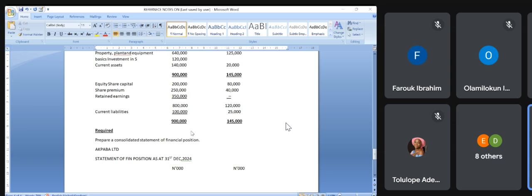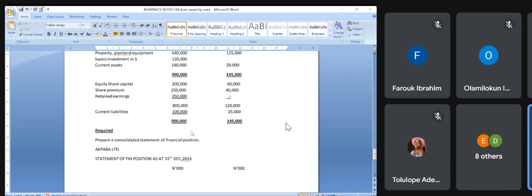Number 1 is open the skeleton. Even if you don't know anything in that group account, just open that skeleton. How do you open the skeleton? Write the headings, the rounding off figure, the denomination, write it there. Then combine assets of both the parent and the subsidiary.